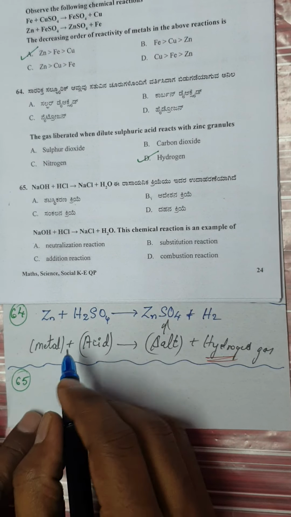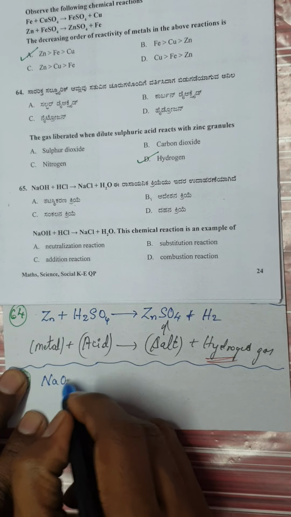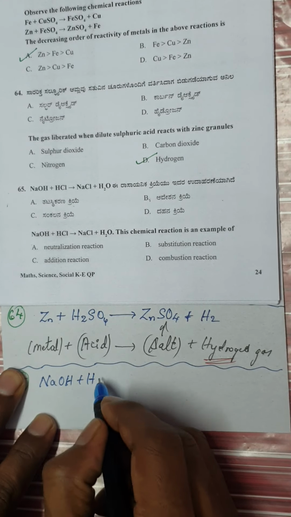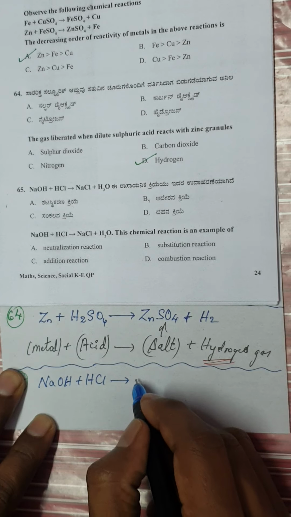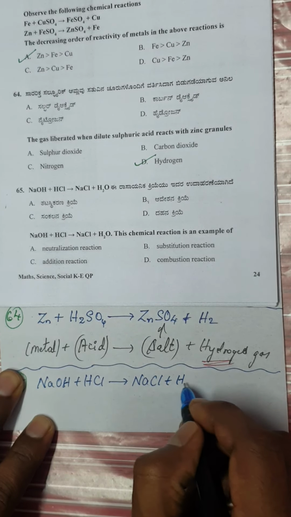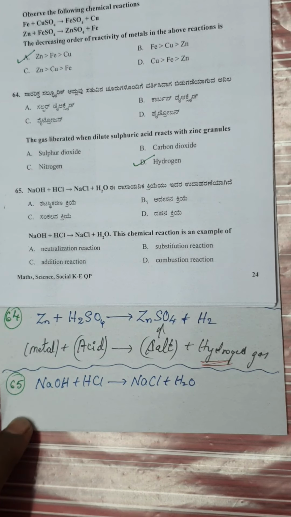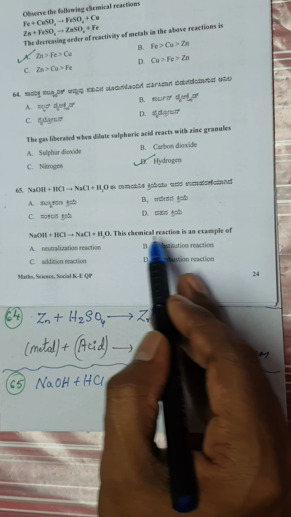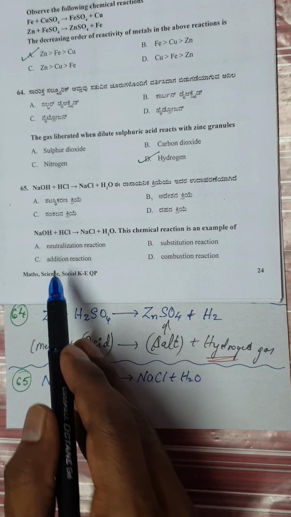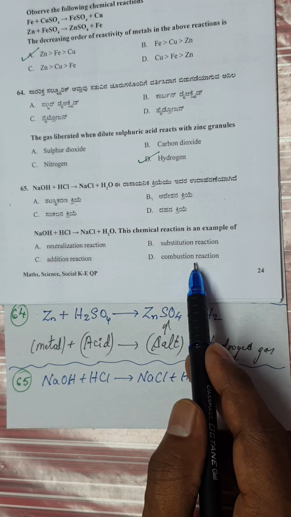There is a chemical reaction given. What is the reaction? NaOH, that is sodium hydroxide, plus HCl. Okay, so this will give me the salt sodium chloride, NaCl, plus H2O. Now you can see here, what type of reaction is this? The options are neutralization reaction, substitution reaction, addition reaction, and combustion reaction.